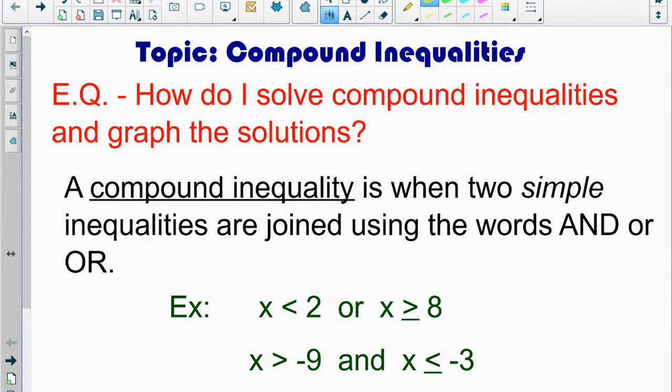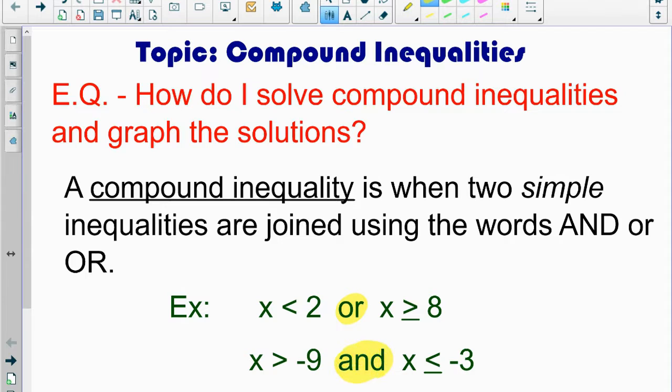All right, today we're going to talk about compound inequalities. We just finished graphing and solving inequalities in one variable, which we call simple inequalities, where it's a single inequality one at a time. A compound inequality is when you have two of these simple inequalities joined together using the words "and" or "or." These little connector words.